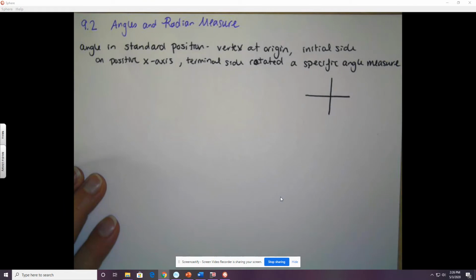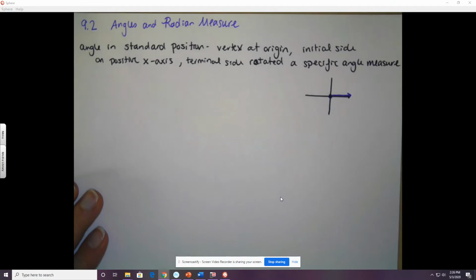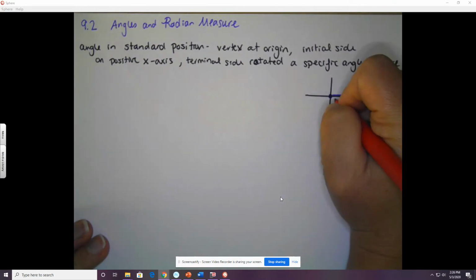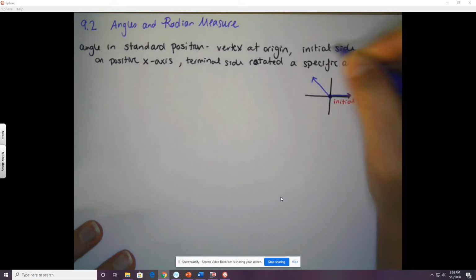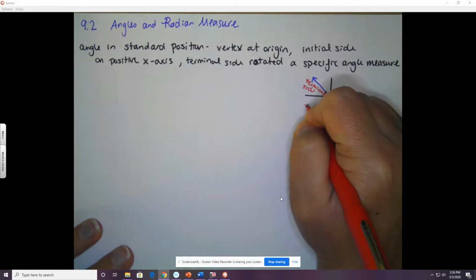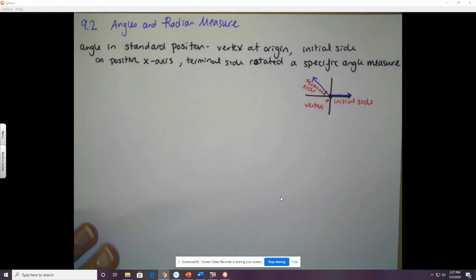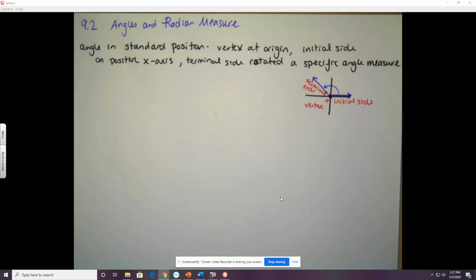So we start with a set of axes. We put our vertex at the origin there. We put our initial side on the positive x-axis, and that's going to be a ray with an arrow at the end. And then our terminal side, we'll put it over here for this particular angle. I guess I can even label our vertex. And so the angle from here to here is represented in standard form with this diagram.